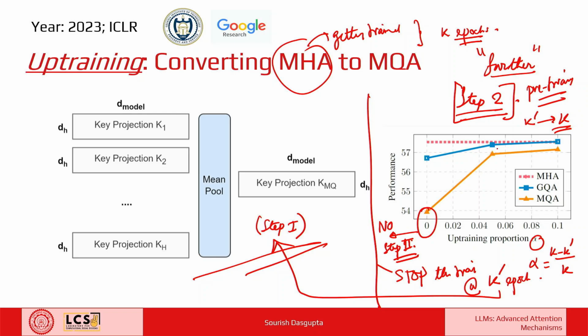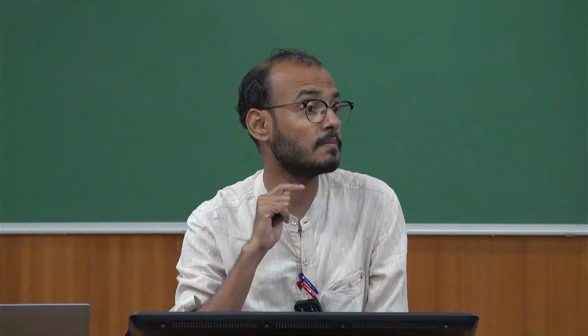Versus when you start doing step 2, you see there's a huge jump in the performance, right? So and then it keeps going on as this is 10%. So this is 10%. This is 0%. So as you do this, you see that you start gaining the stability, the training stability, and the performance also starts increasing, right? So that was not happening before. So this is called uptraining. This process is called uptraining, right?